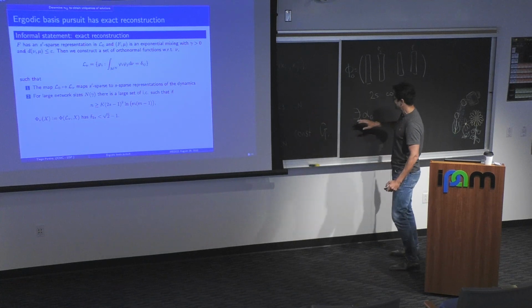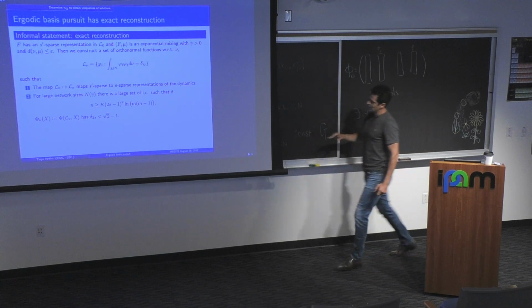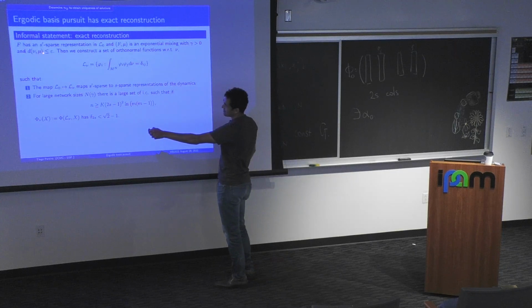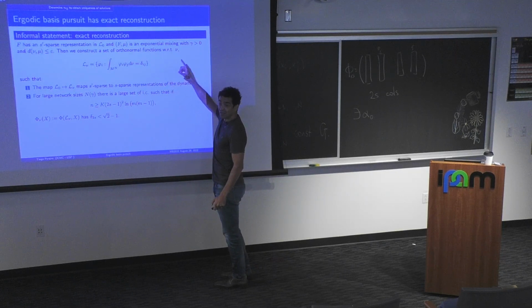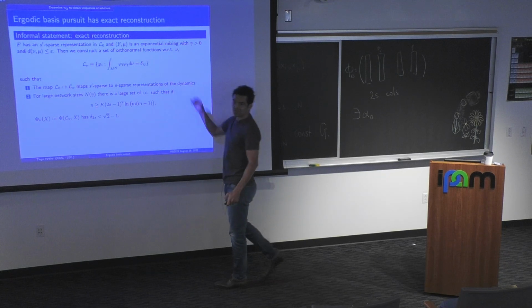So to say, the correct statement, if I wanted to do it, instead of doing this, is like: there is an alpha naught such that for all alpha less than alpha naught, this theorem reads like this.